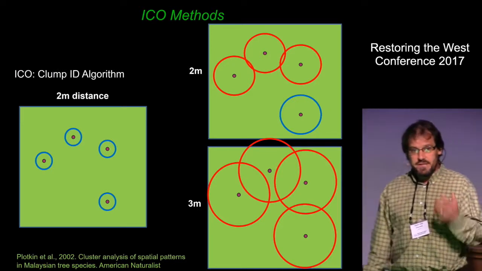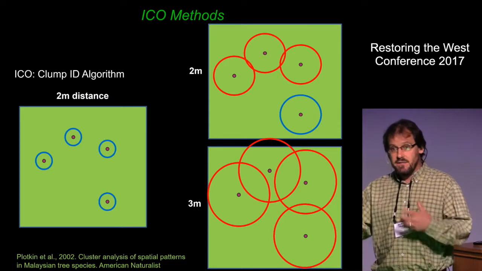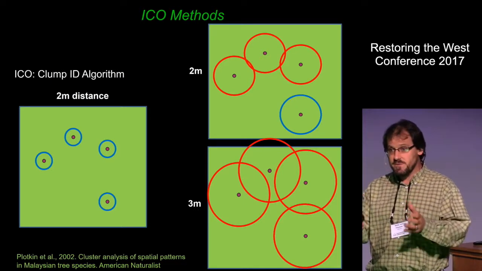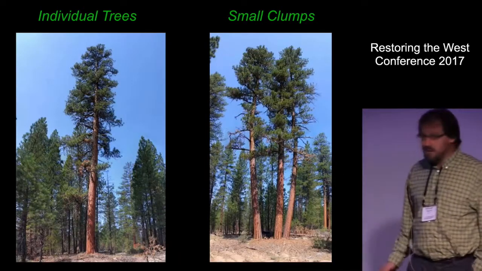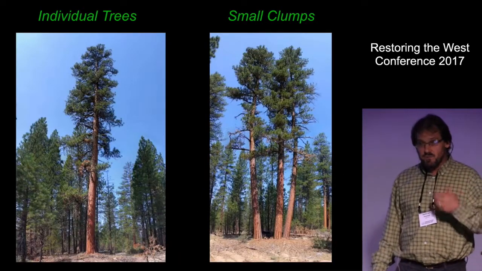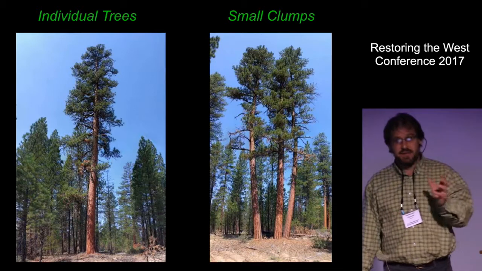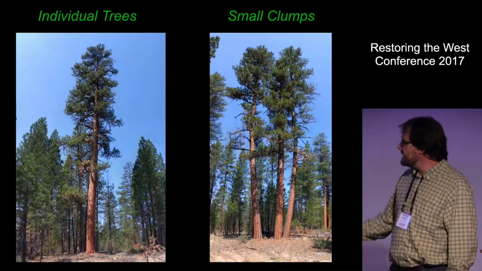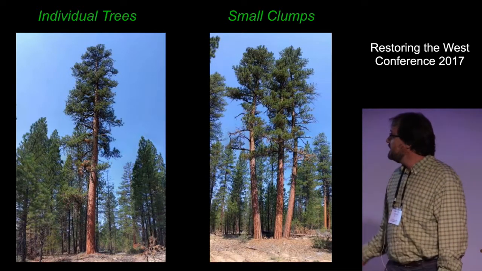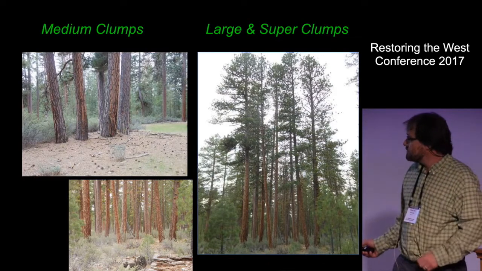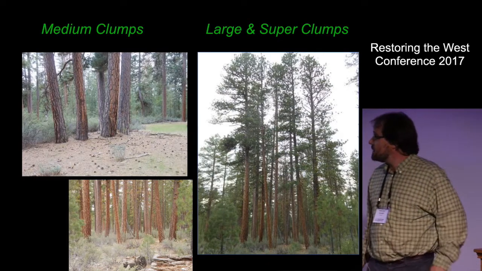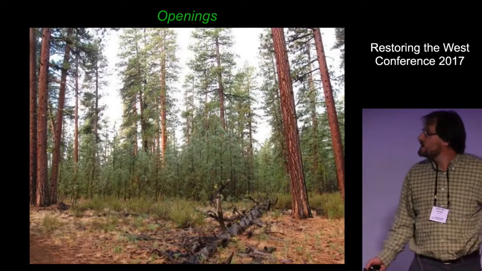So this is a fairly simple way of quantifying this idea of when trees are in clumps or individual trees or openings. And again, these forests, when you get out on the ground, you really see this idea. It just emerges. You see these clear individual trees with large crowns, these small clumps, these medium tree clumps, and these large ones we call super clumps. And of course, there's the openings as well.